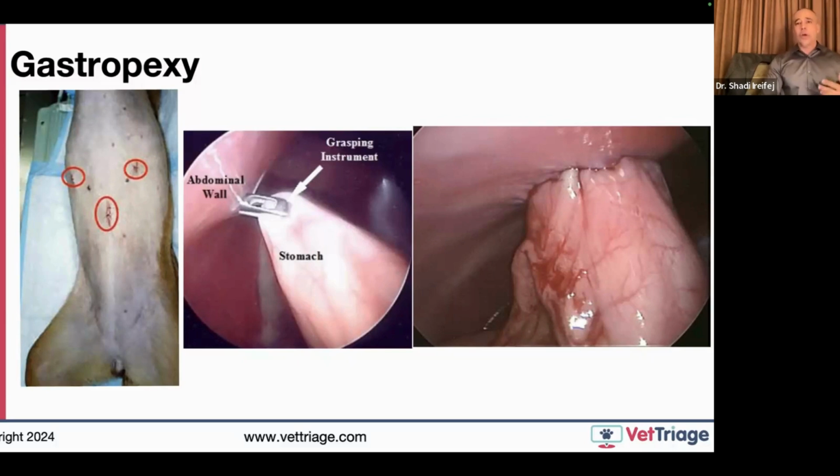But for dogs where you're going to spay them or neuter them, or they're down for a dental or whatever it is, for a dog who's also an at-risk breed for the disease, you can perform laparoscopic gastropexy. And the picture in the middle shows the grasping instrument as it grabs the stomach through a small, minimally invasive incision. And then the end result is on the right side there, a nice looking gastropexy.